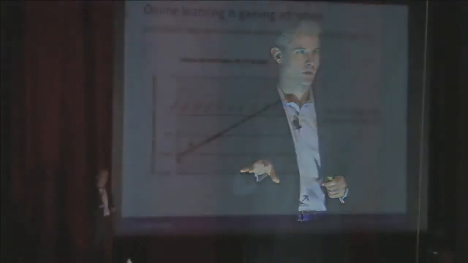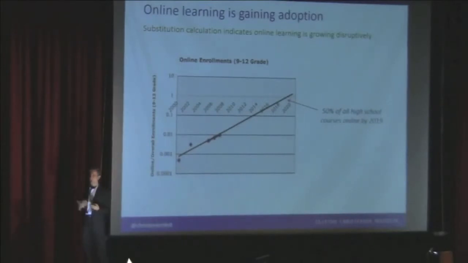And in our book, Disrupting Class, in 2008, we made this crazy prediction that by 2019, 50% of all high school courses would be delivered online in some form or fashion. And when that prediction came out, a lot of people said, Michael, Clay, Curtis, you guys are absolutely crazy, because there's no way that's going to happen. Schools are slow to change. We just won't see it.